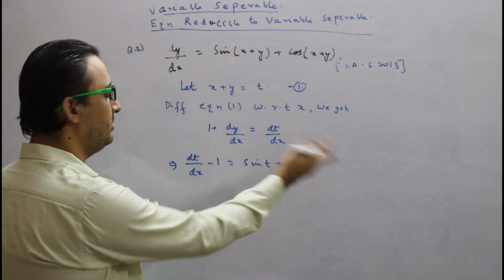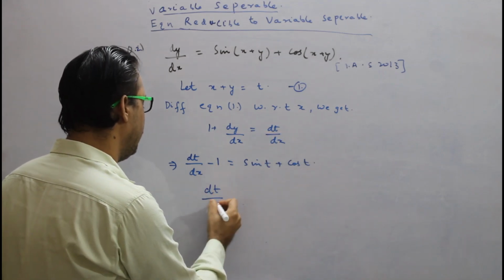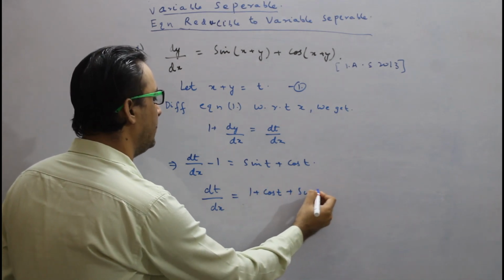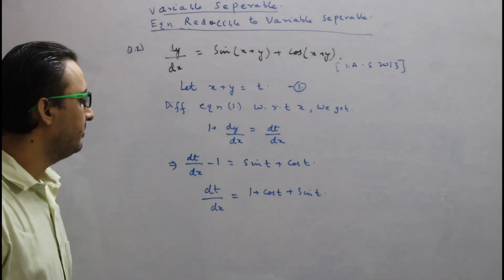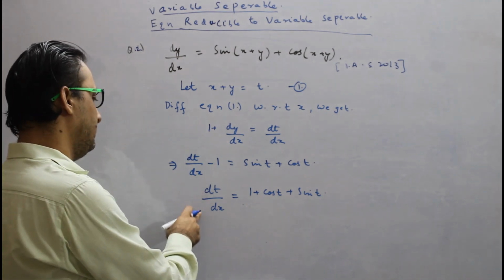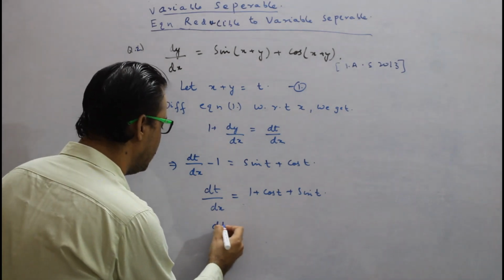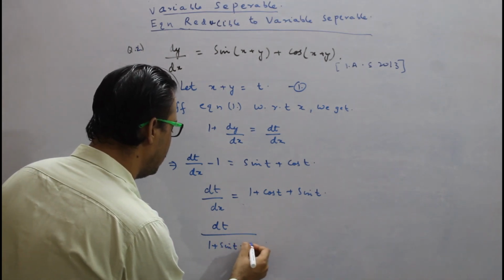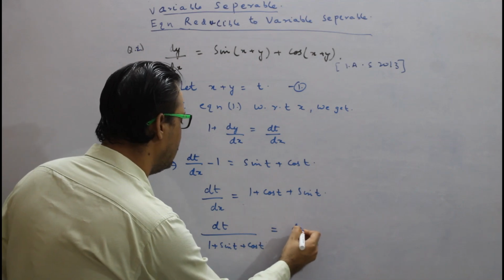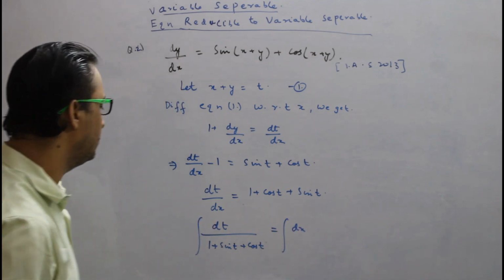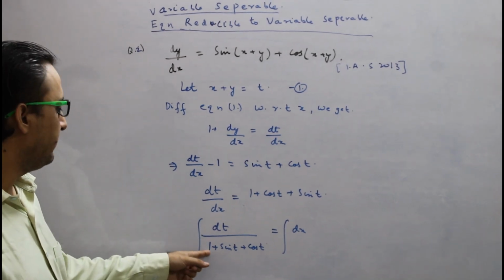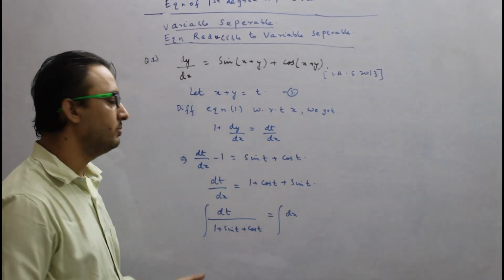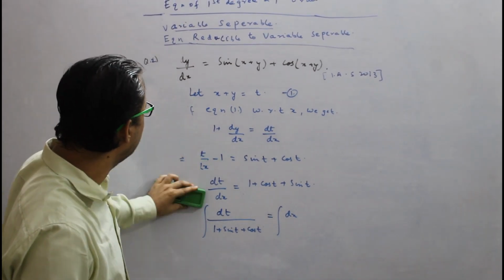Now we will send this minus 1 to the RHS. So this becomes dt by dx is equal to 1 plus cos of t plus sine of t. So we have to solve this differential equation. So we will first separate the variables. So this becomes dt divided by (1 plus sine of t plus cos of t) is equal to dx, and we will integrate on both sides. Now we have to find this integral. Now in differential equations, all the time it boils down to how good you are at integration.